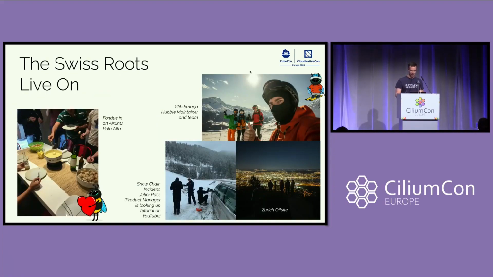Of course, our Swiss roots always lived on, so we see a fondue that we did in Palo Alto in an Airbnb. We also see Glib, one of the Hubble maintainers, skiing. We see the famous snow chain incident on the Julier Pass. A couple of team members wanted to go skiing a little bit earlier, so they said, yeah, we will go really early, took a car, and then they had to mount snow chains. You can also see the typical engineering setup here, like mounting the snow chains. So two engineers are trying to figure it out without reading the manual. One is recording the video of it, and the product manager is looking up the tutorial on YouTube how to mount snow chains.